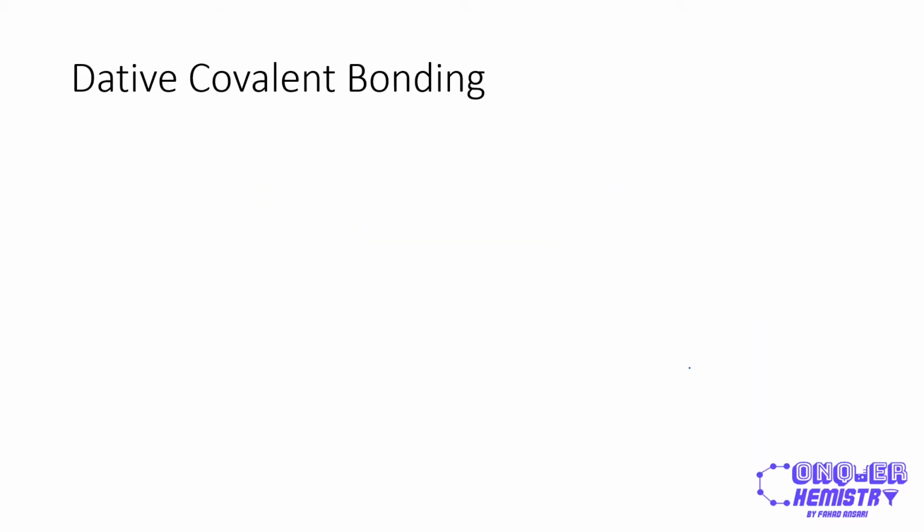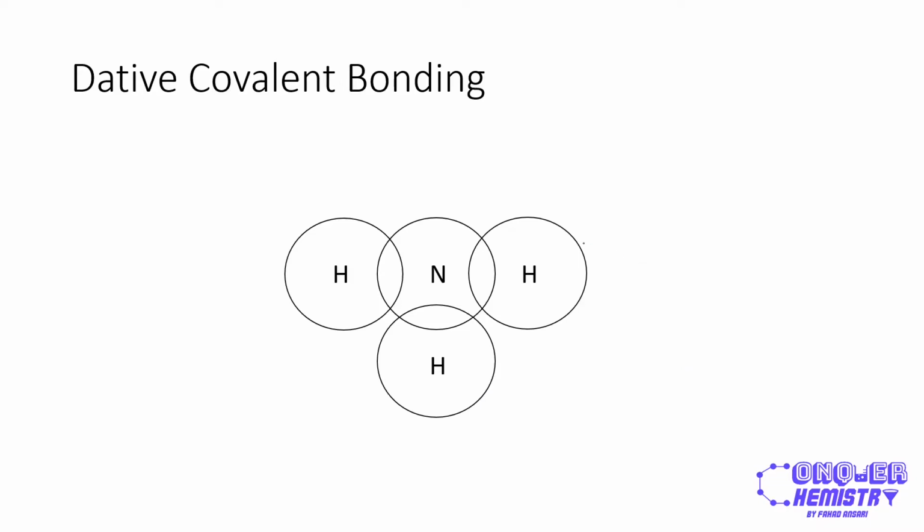So let's look at some other examples. Over here we have ammonia, right? So hydrogen, again, it just needs one electron to complete its outer shell. So it will form 3 single bonds with the central nitrogen atom. We know nitrogen is in group 15, so it has 5 valence electrons.